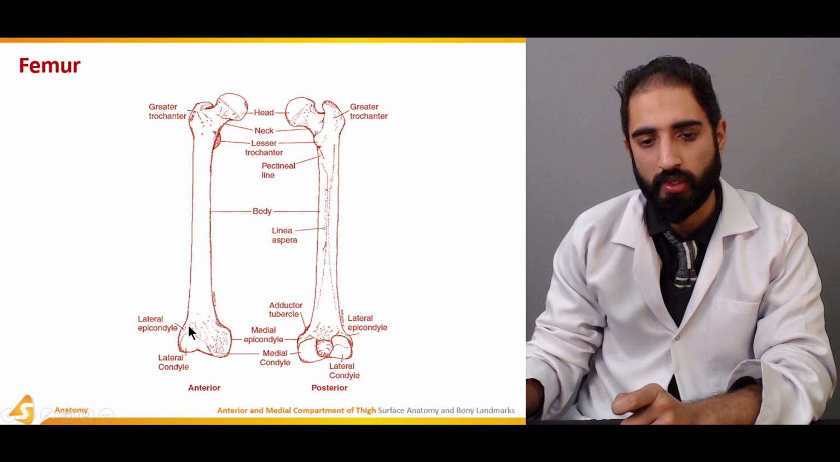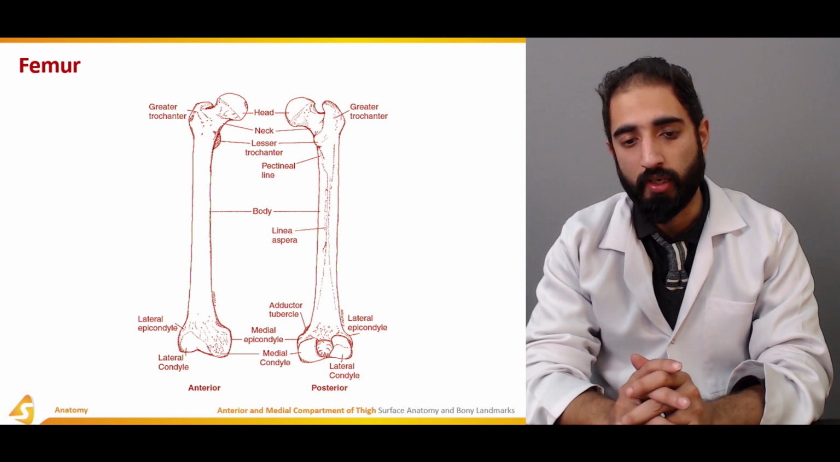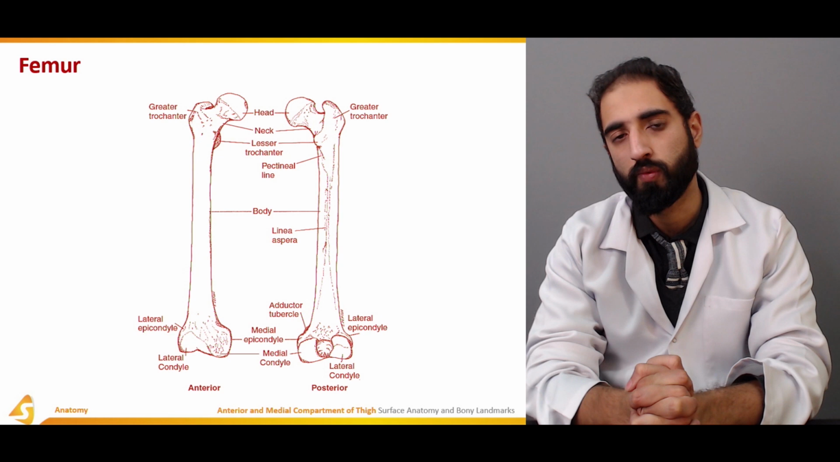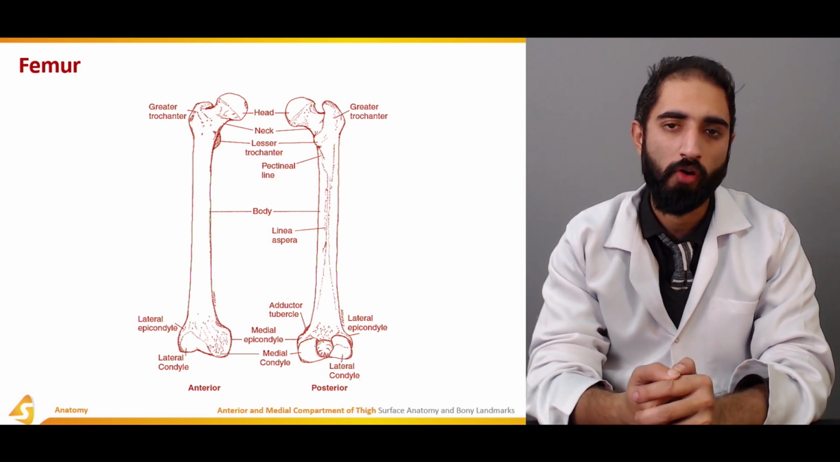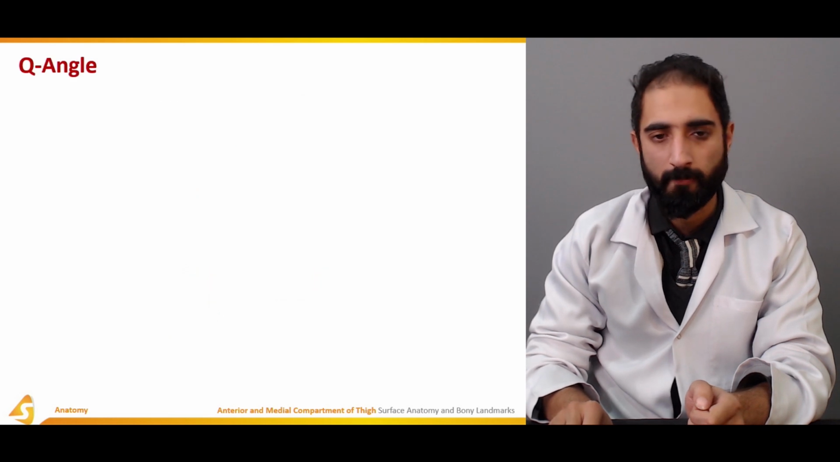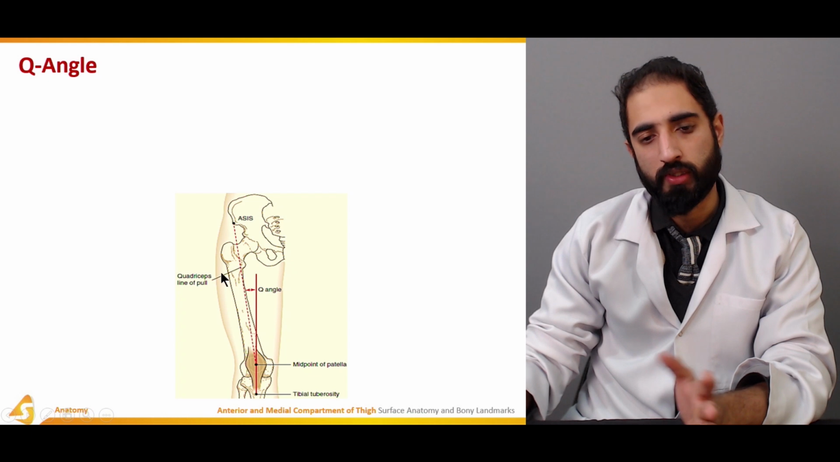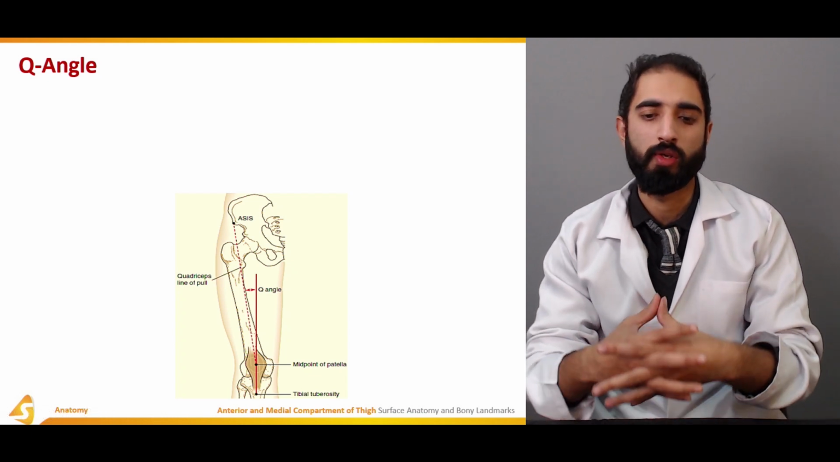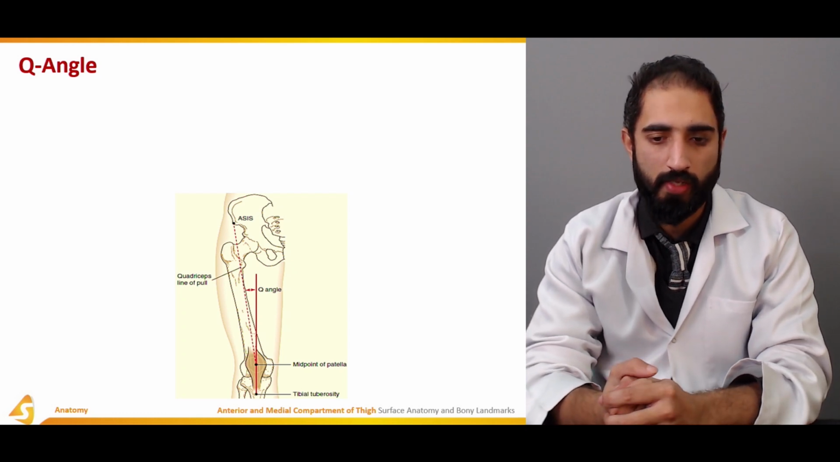And as already mentioned, the distal anterior aspect of the femur is an important site, because here is the place where the patella articulates with the inferior aspect of the femur, forming the patellofemoral joint. Now, another important structure is the Q angle, because when we talk about the thigh, we need to talk about the Q angle, and to understand the Q angle, we needed to talk briefly about the bony structures which are present here.